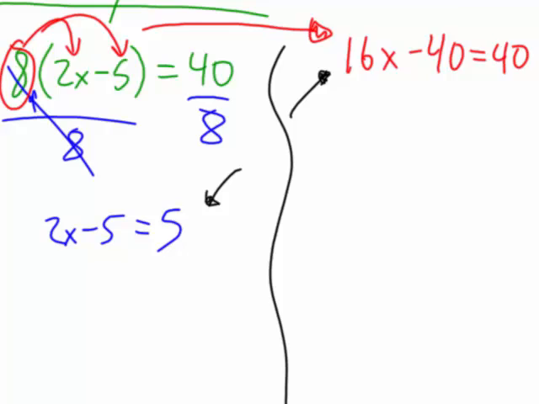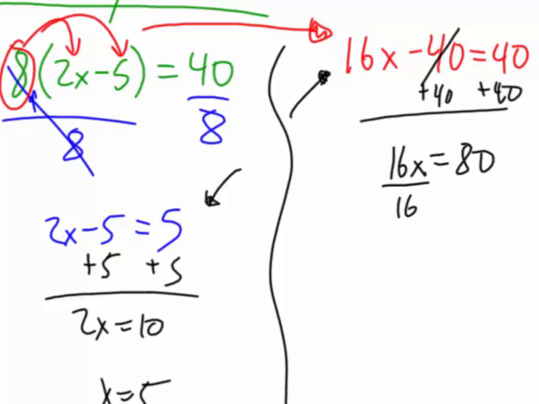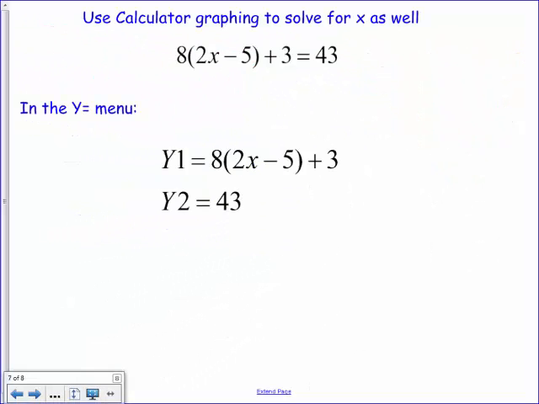And then we do the inverse of what's being done, work backwards. So we add 5. So I'd have 2x equals 10, divided by 2, and we got 5. Do I get the same answer over here? Add 40, 16x equals 80, divide by 16. Yeah, x equals 5. Either way will work out, okay? They're just all rules of algebra.